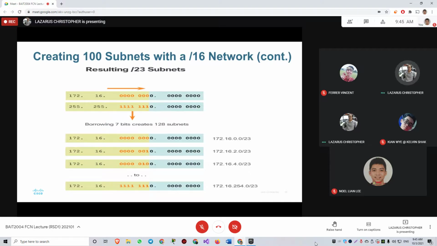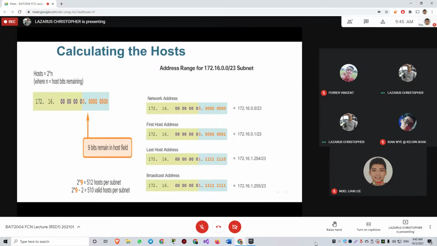So very easily, if I borrow 7 bits, the formula is 2 to the power of n, which will give you the number of subnets. Right, so that's the formula.